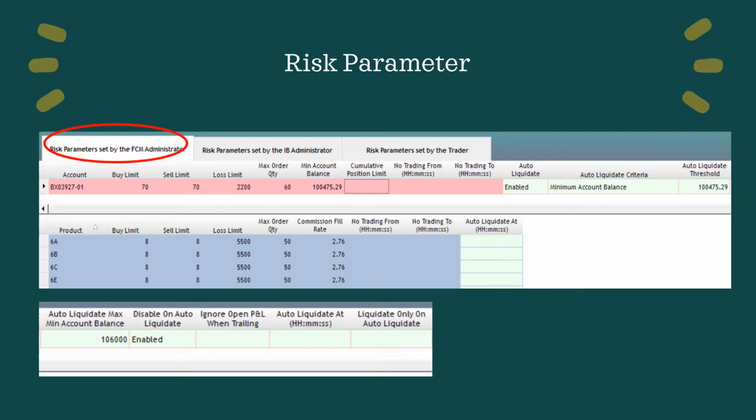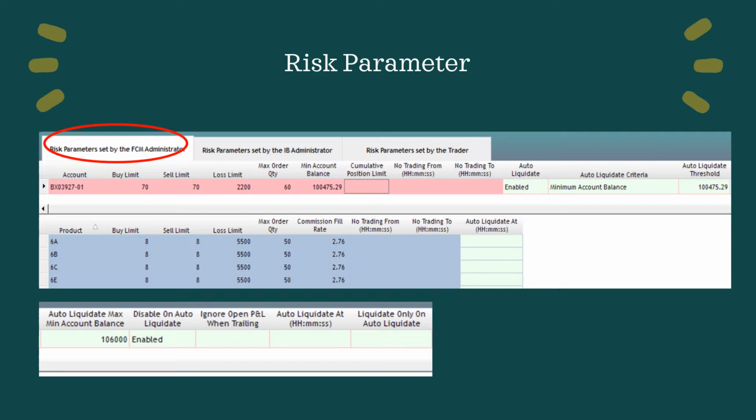Okay, and if you see in the bottom right, they have a certain buy limit and sell limit. That is how many contracts you can buy and sell at that time. And what is the commission fee rate? There's a lot of information that you can get from here. And you see there's a section called auto liquidate at what time, which they left blank. If the prop firms really want to protect your account, they can set an auto liquidate at a certain time so that you won't break the account yourself.